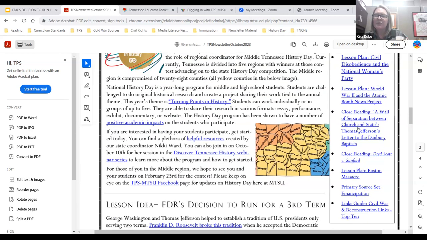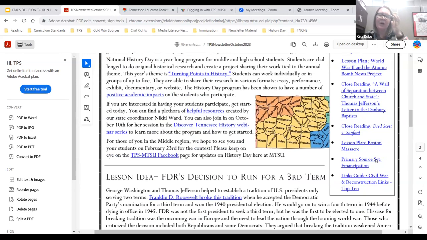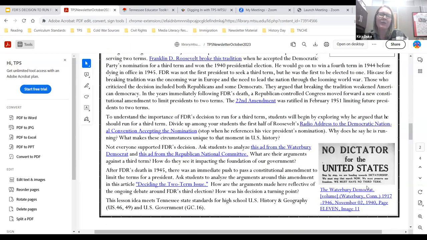We have a couple of different close readings. Stacy did one for us a year or so ago on Thomas Jefferson's letter to the Danbury Baptists, which is one of my favorites. We have one on the Dred Scott decision. We have a lesson on the Boston Massacre. We'll be doing a lot more on the American Revolution next month, so if you're interested in that, our whole newsletter next month is on the American Revolution. And then some things related, of course, to the Civil War, because I'm sure that is a turning point that many students would think about early on when you think about turning points in U.S.